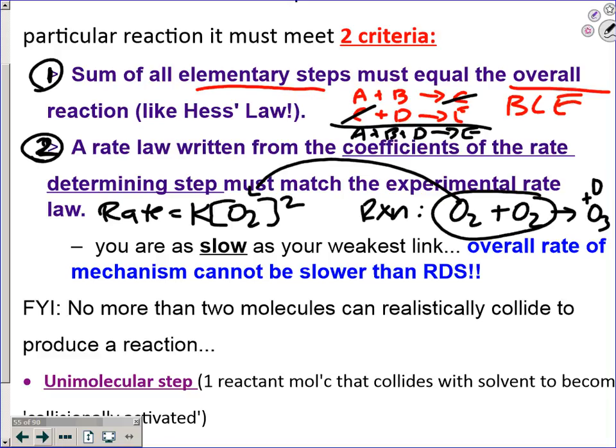And that's just a reminder that our slowest step is our rate determining step, because we can't be any faster than our slowest step. So that's why it's called the rate determining step.